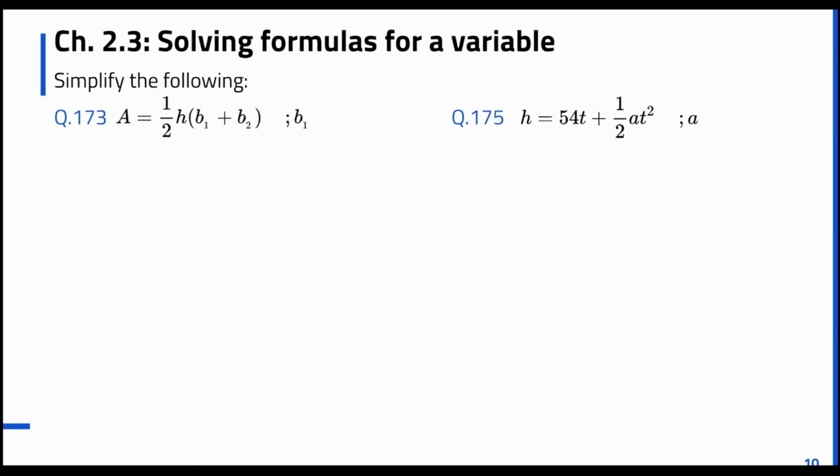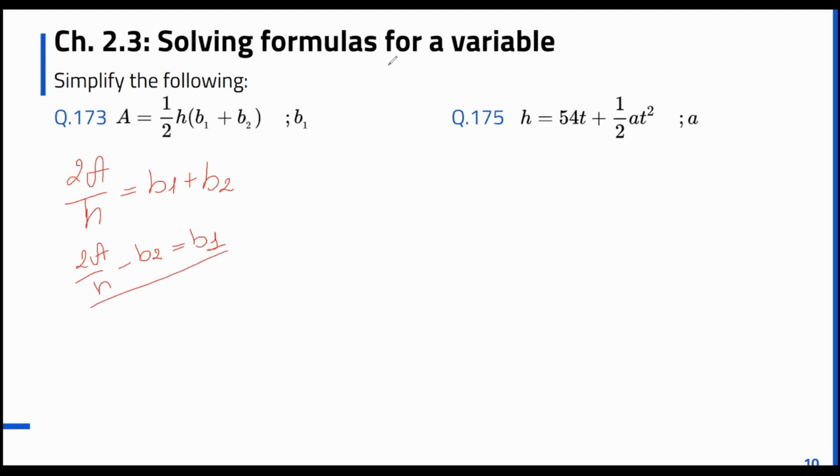For the first step, we will send 1 over 2h to the other side. How would you do this? 1 over 2h to the other side, so it becomes 2a by h. 2a by h, this way? Yes, okay. It's equal to b1 plus b2. And for isolating b1, we can just send b2 to the other side. 2a by h minus b2 is equal to b1. Great. It is the easiest step.